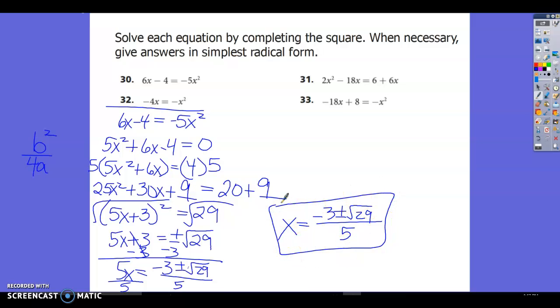All right, so this says simplest radical form, not an approximate, so you don't want to have a decimal unless it says you can round it to so many decimal places. This is simplest radical form, so this would be where you stop. Now, if these could be reduced, we would do that, or if this was an irrational number, we would want to rationalize the denominator, but in this case, this is the final step. So that is number 30, and that is one of the more complicated ones that you will see.